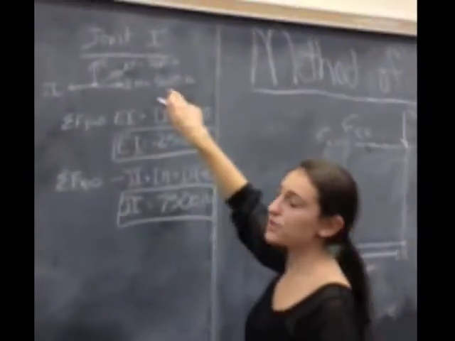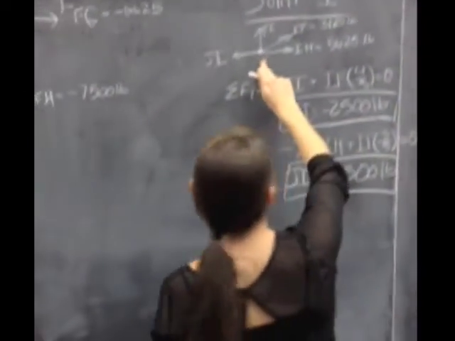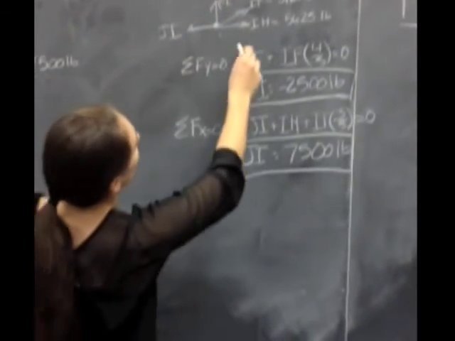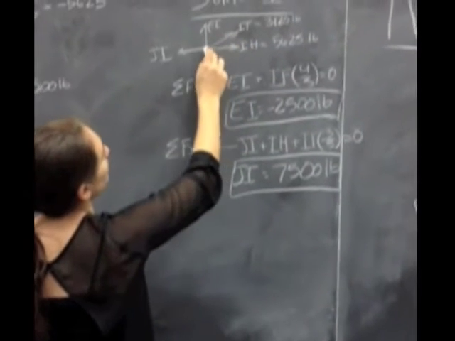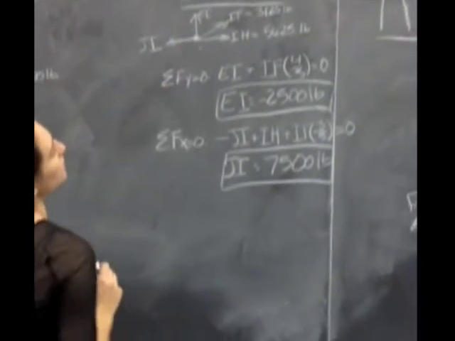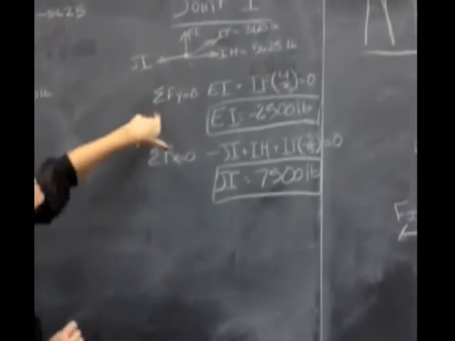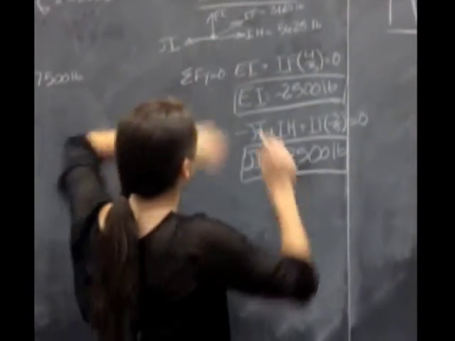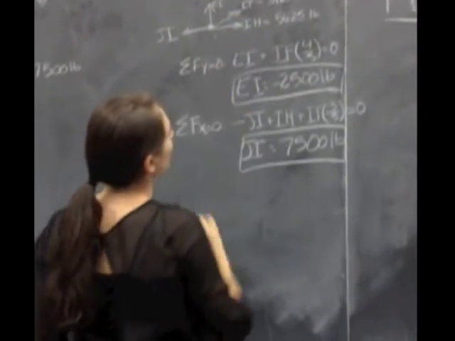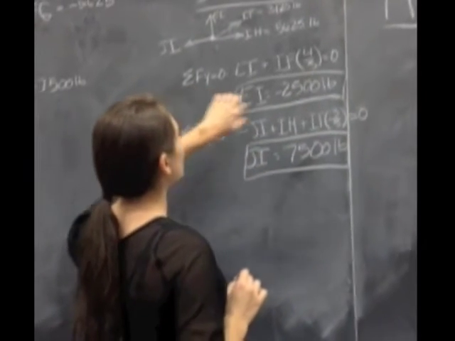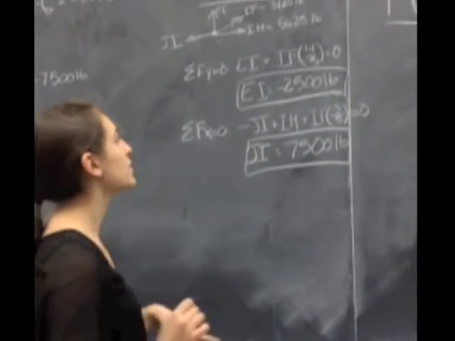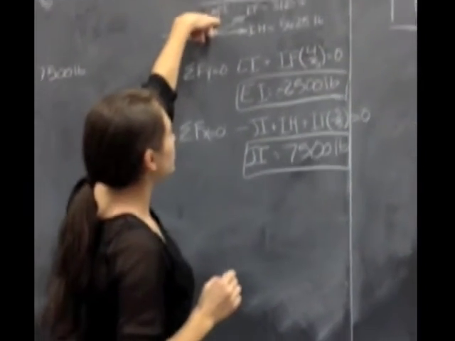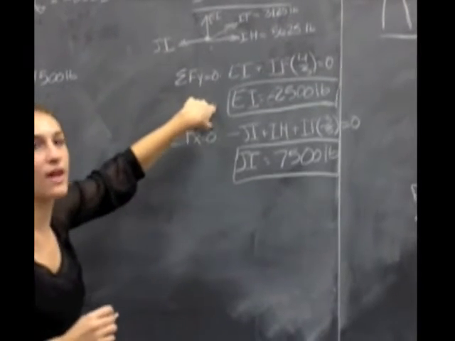Then we're going to move on to our last joint, joint I. And here we have IF working upwards, IH is coming across horizontally, EI upwards, and then JI horizontally in the opposite direction. So we're going to start off with our sigma Fy equals 0. You have EI plus IF, again this 4/5, equals 0. And you get your answer of EI is negative 2,500 pounds. So that negative number means that EI is really a compression force pointing down. So that's our first number that we were looking for, that EI.